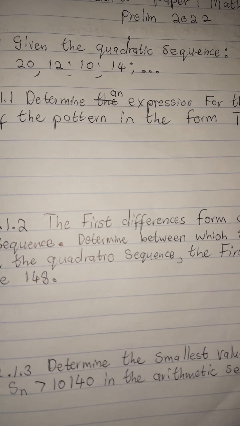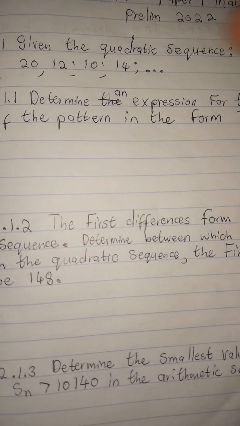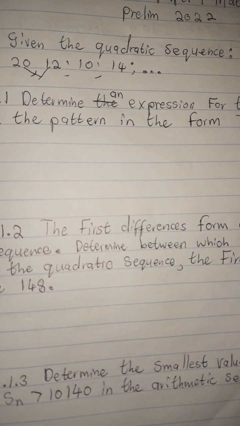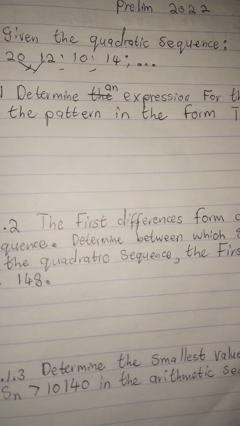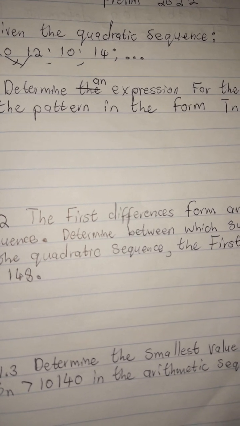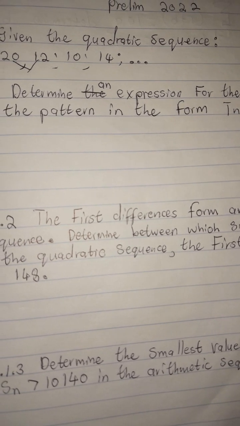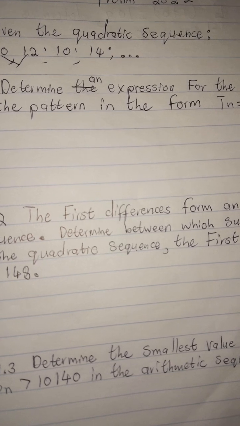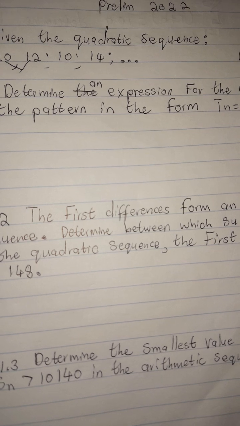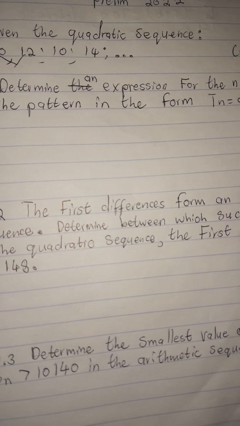Consider you are given this quadratic sequence and we're given 20, 12, 10, and 14. Let's work it out. Analyze the pattern first. We are being told that it's a quadratic sequence. What comes to your mind when they talk about quadratic sequence? A quadratic sequence has a first term, which is denoted by a plus b plus c. It has a first difference, which is denoted as 3a plus b, and it has a second difference, which is 2a.